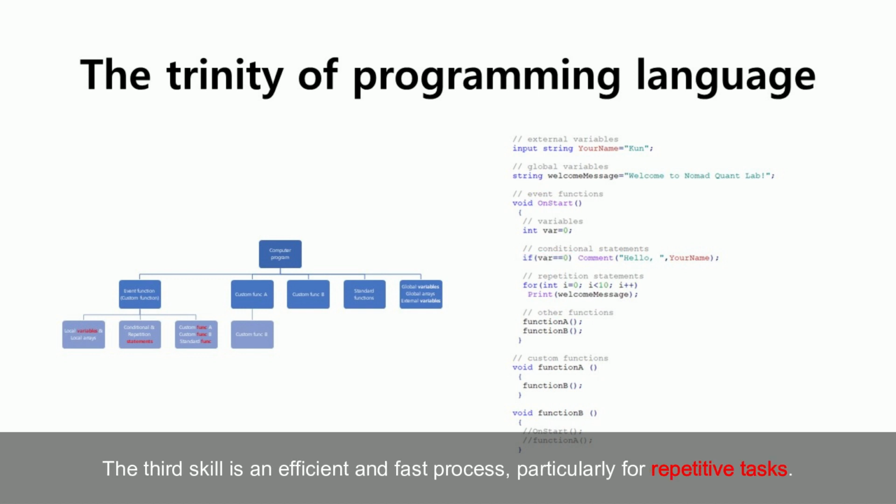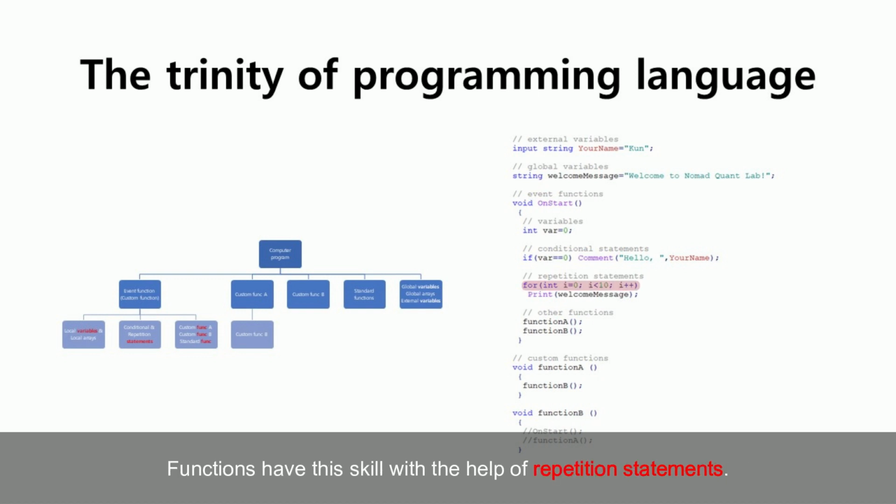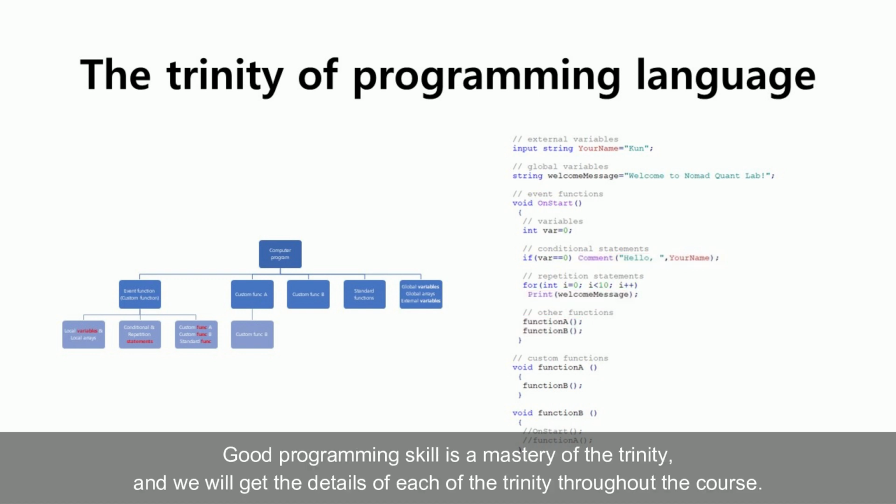The third skill is an efficient and fast process, particularly for repetitive tasks. Functions have this skill with the help of repetition statements. The fourth skill is good cooperation with other colleagues. Functions have this skill with the help of other functions. Good programming skill is a mastery of the trinity, and we will get the details of each of the trinity throughout the course.